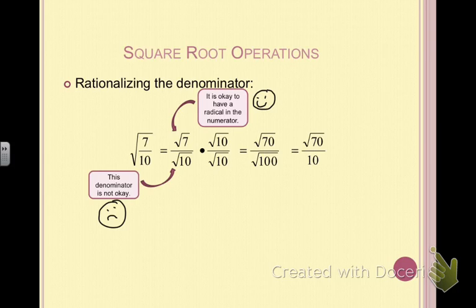Aha! 100 is a perfect square. If we take the square root of 100, we get 10 and no longer have a radical sign in the denominator. The square root of 70 will stay as it is because there are no perfect square factors of 70. Always check to see if the numerator can be simplified, though.